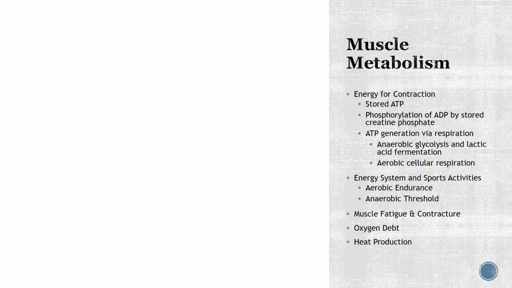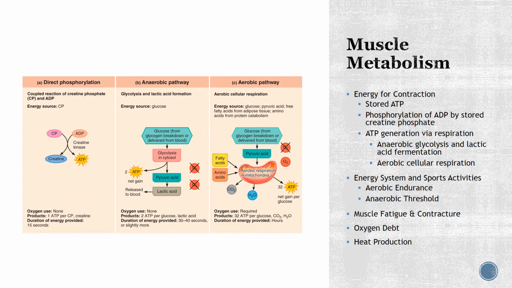Muscle metabolism. Energy for contraction. It stores ATP, and it only stores 4 to 6 seconds of ATP in your muscles at one time. And then with creatine phosphate, there's 15 seconds worth of muscle power stored. And then ATP generation via respiration.